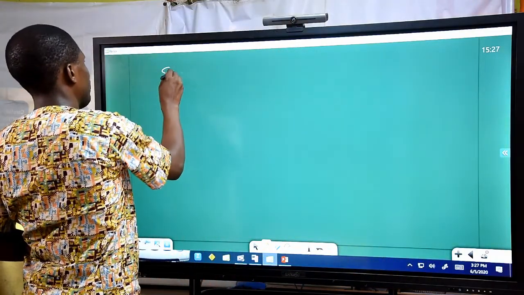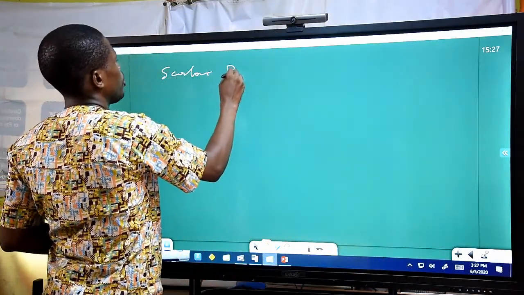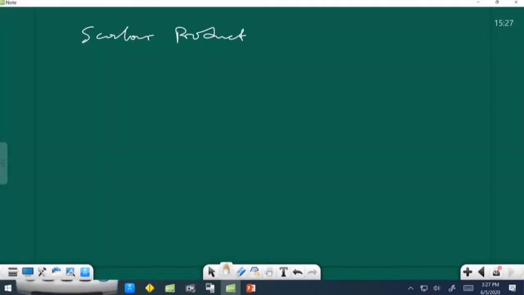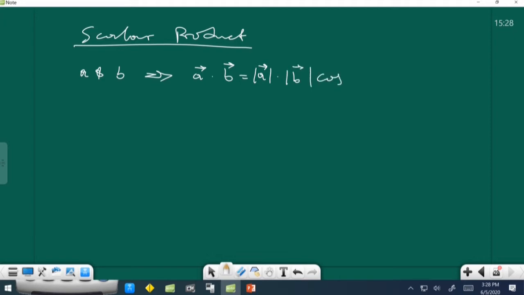That means for scalar product, we say vector A and B can be multiplied and look for the angle between them. Using that, you have A dot B is equal to modulus of A times modulus of B cosine theta. That means cos theta is equal to A dot B divided by modulus of A times modulus of B.